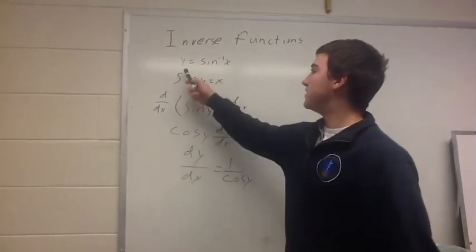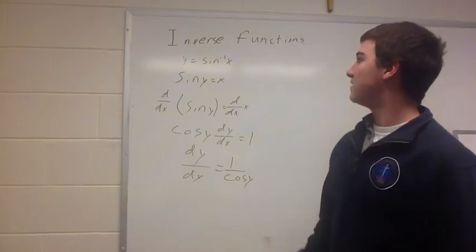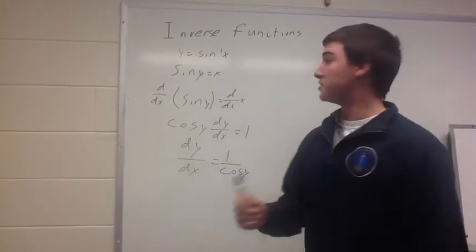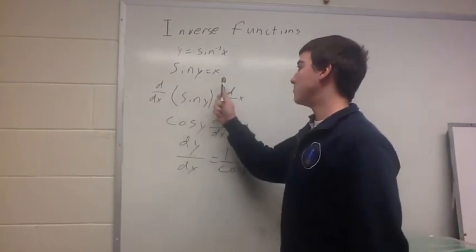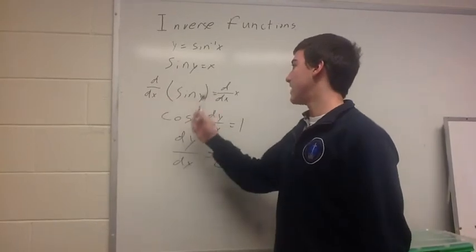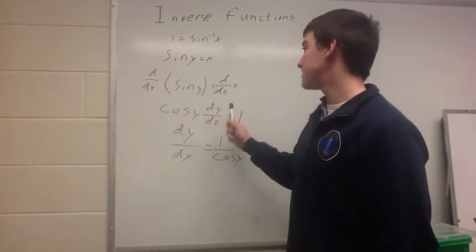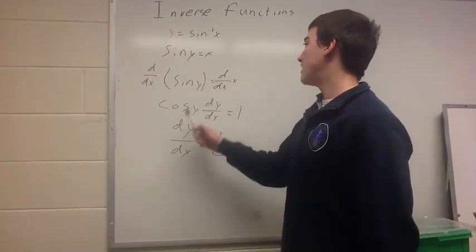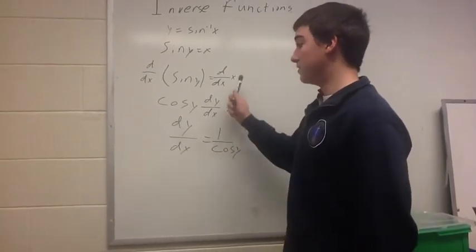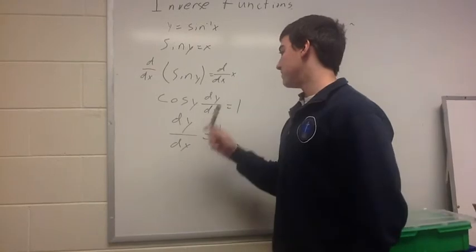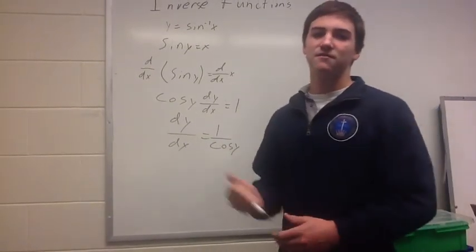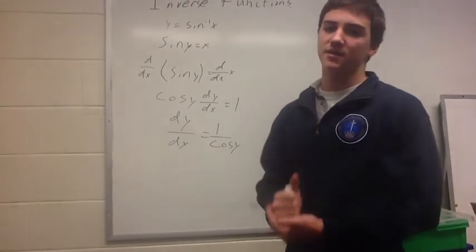As you can see here, we start off with y equals sine to the negative 1 of x. We're going to want to take the inverse function of that, so we get sine y equals x. Then we come down to this line: the derivative of sine y equals the derivative of x. The derivative of sine y is cosine y, and that equals 1, because 1 is the derivative of x. And that ends up giving us the derivative equals 1 over cosine y. And that's how you find the derivative of the inverse of sine x.